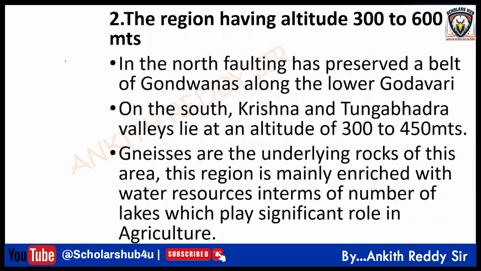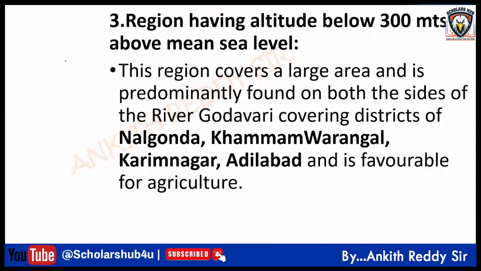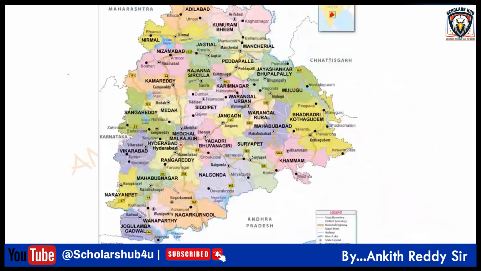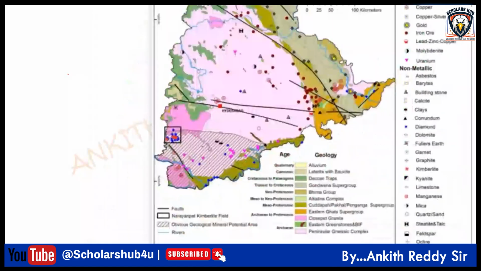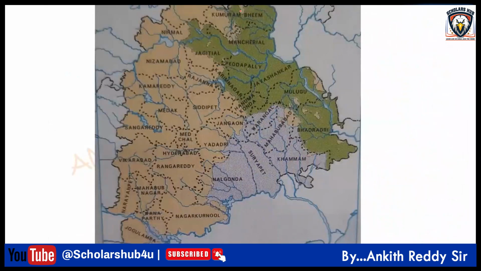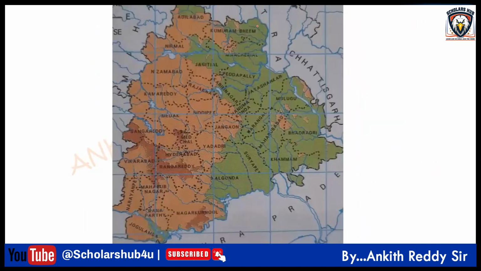Right. Anyways, so that is about the second region, the 300 to 600 region. Then the region having altitude below 300 meters. So the districts like Nalgonda, Khammam, Warangal, Adilabad, these regions, some of which are part of the Godavari basin, the elevation is below 300 meters. Can you find Adilabad, Karimnagar, this region? Okay, why? Because this region is drained by river Godavari.